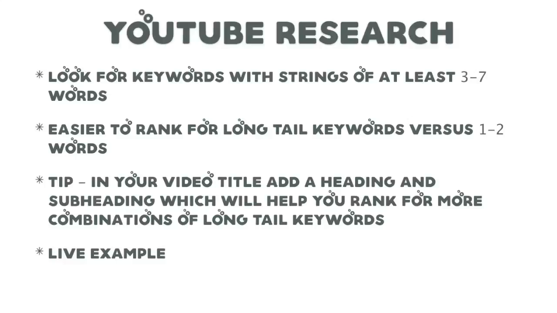So the way it works on YouTube is, if you don't know anything about SEO, SEO is search engine optimization. We've all gone on Google, we've all gone on YouTube and typed something in and searched for something. So if you're ranking videos on YouTube, you're putting yourself in front of that search traffic. And you want to go for keywords of at least 3 to 7 words. What that means, and I'll show you live in a moment, is that with a longer phrase, it becomes easier to rank for it.